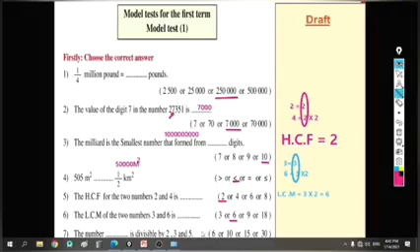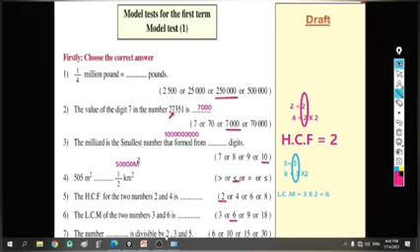Let's look at the digit 6. 6 is an even number so it's divisible by 2. 6 is in the table of 3 so it's divisible by 3. 6 is not 0 or 5, so it's not divisible by 5, so 6 is not the right answer.